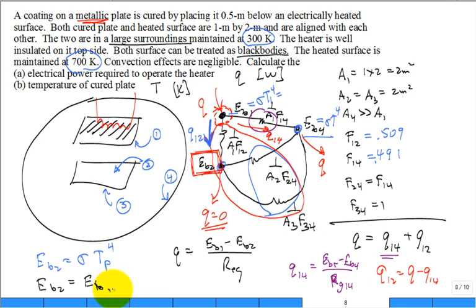It'll be a minus Q1 to 2. Minus Q1 to 2 times the resistance 1 to 2. Does that make sense? Look good?